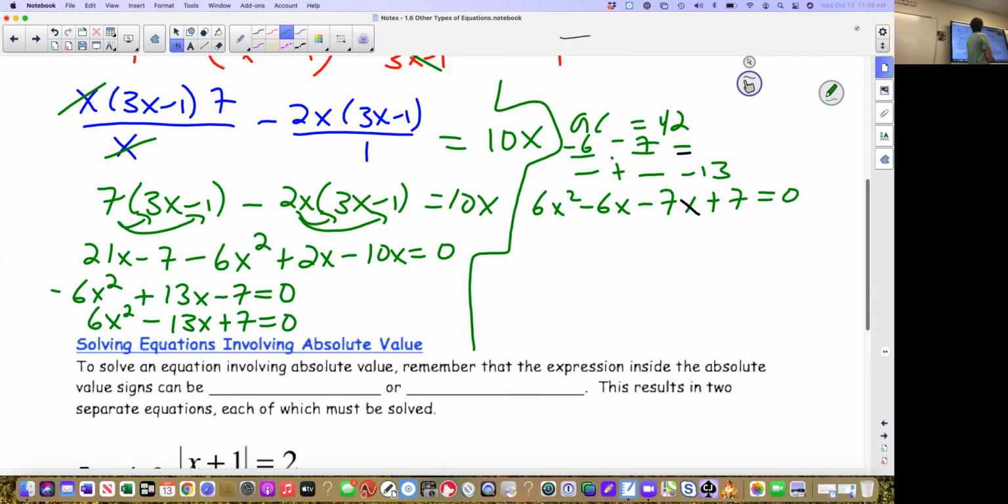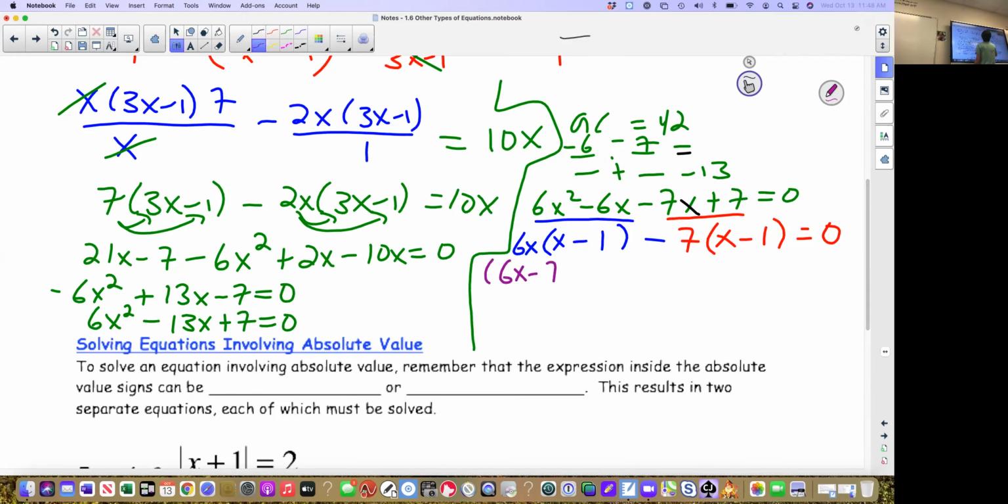Then factor by grouping, first two and second two. What can we take out from the first two? You can factor out a 6x, which leaves x minus 1. From the second two, you can factor out a negative 7, so that would be x minus 1. So 6x minus 7 times x minus 1 equals 0.